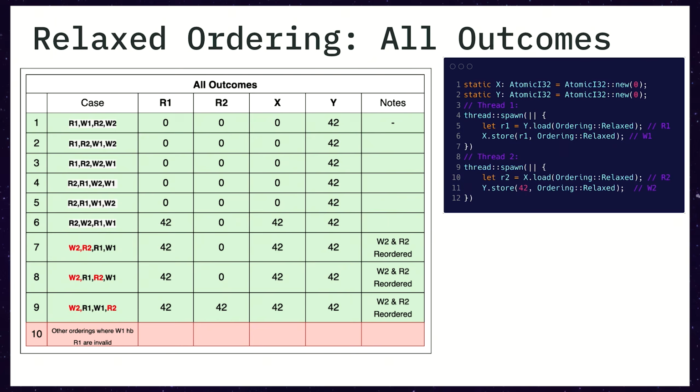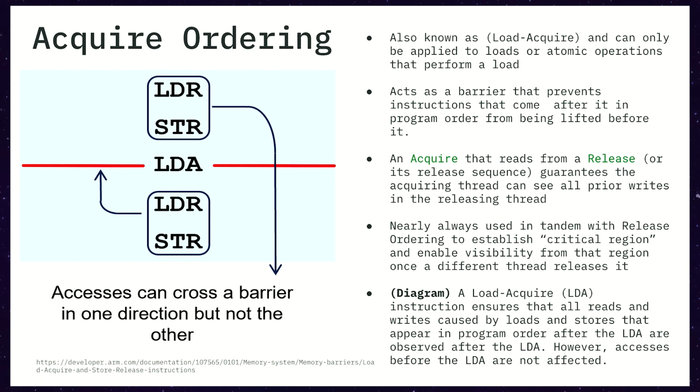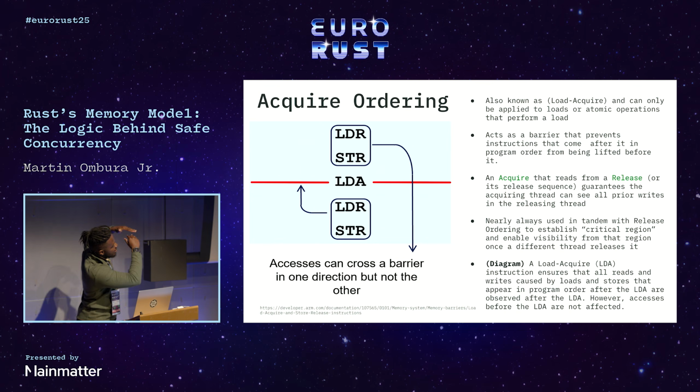So that's relaxed ordering. Acquire ordering is almost used in tandem with release. Acquire is usually used whenever you're trying to load something with load operations, and it acts as a barrier that prevents instructions that come after it from being hoisted above it. Remember the reordering the compiler can do? The compiler sees you're using acquire, and thinks, oh, I can't push above this boundary. This image from the ARM website shows that really well. The LDA instruction is that load acquire, and it prevents everything below it from being hoisted above it, but anything above it can still go below it.